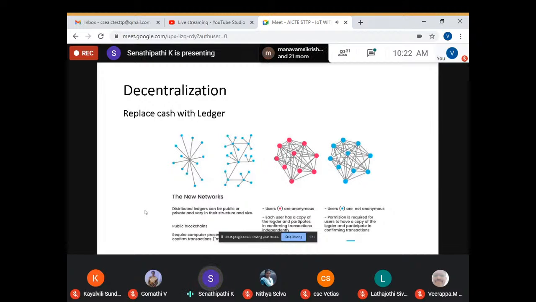Each user has a copy of the ledger, and here no permission is required in order to participate in the transaction or participate in the network activity, right? So each user can have the copy of the ledger, and everyone can confirm the transaction independently.